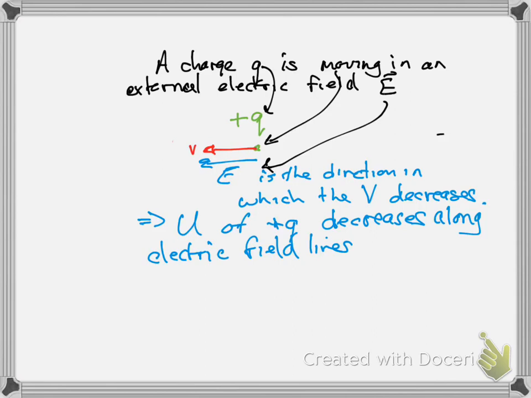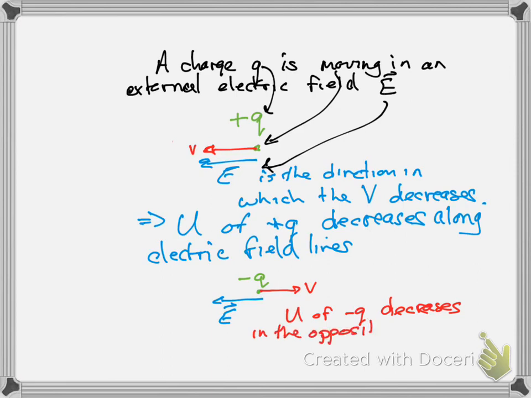We're going to just repeat what we said on the previous page. The negative charge Q is going to naturally want to move against the field lines, because field lines are the directions positive charges are pushed. Therefore, negative charges are pushed the other way. So that is the direction of decreasing potential energy for the negative charge Q. So U of minus Q decreases in the opposite direction of the electric field. So you just need to understand that.